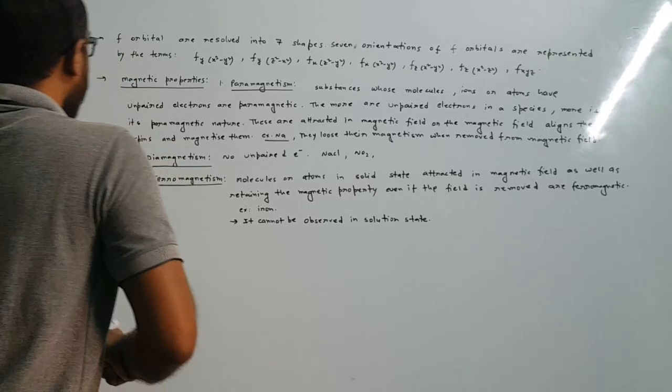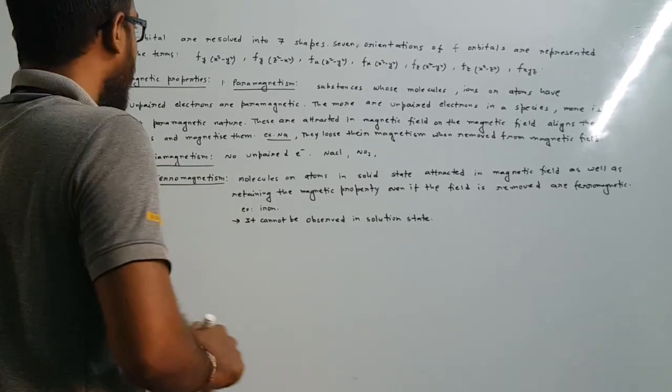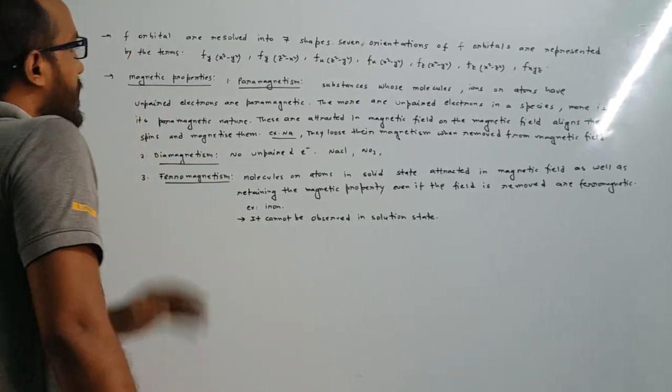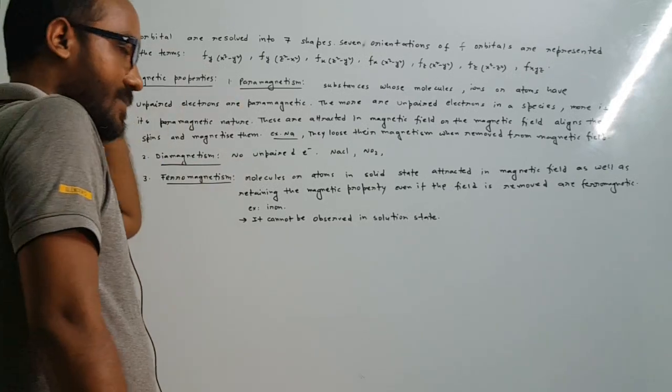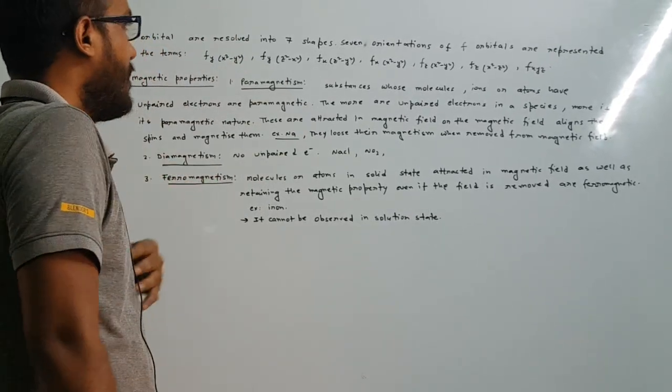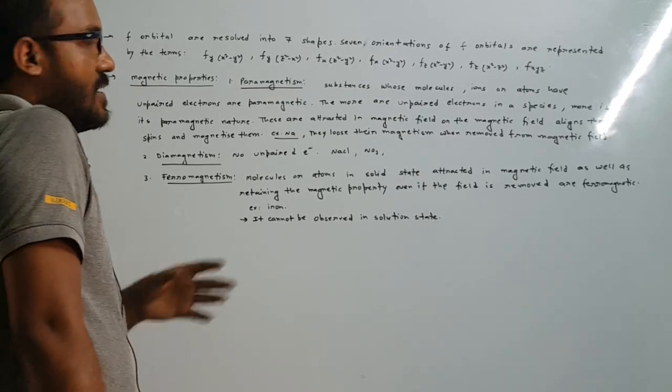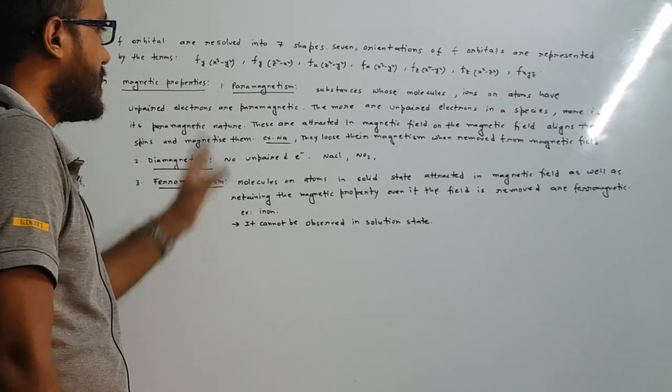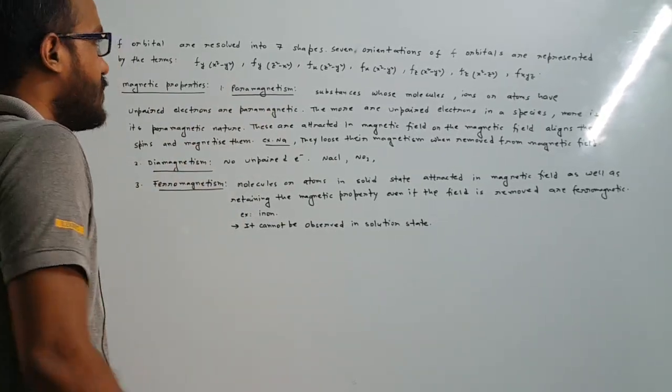So let us continue. We have already discussed the shapes of s orbital, p orbital, and d orbital. In p orbital we know that it is px, py, pz, and in d orbital we have 5 shapes, right? That is dxy, dyz, dzx, dz square, and dx square minus y square.